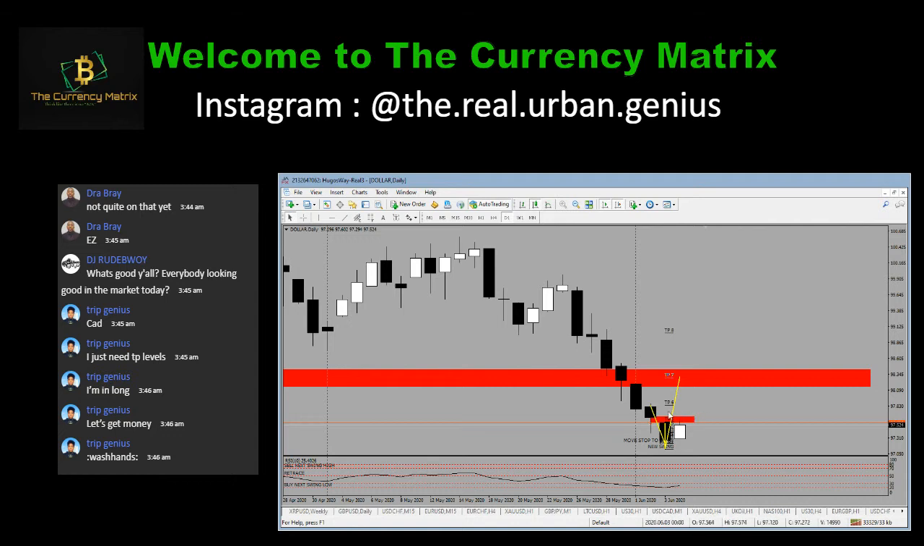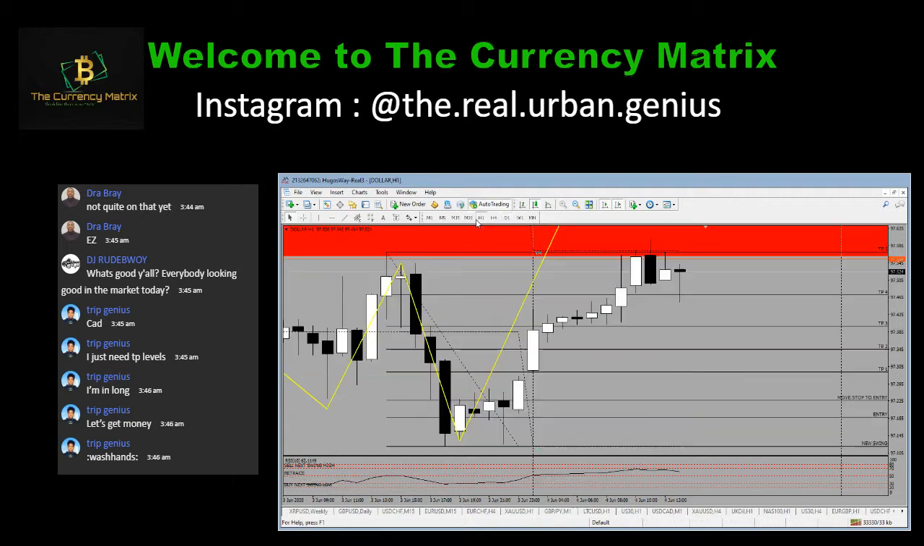And that's how I expect the market to be viewed on USD CAD. This is USD CAD on the dollar. So as you see, the dollar is bullish.